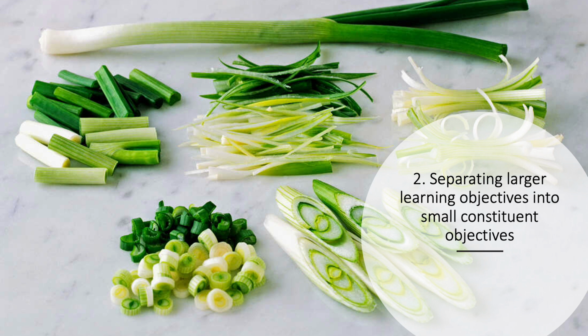So objective number 1, how does the person sit on the bike? Objective number 2, can they balance on the bike? Objective number 3, can they move on the bike? So they like to take this big idea, riding a bike, and separate it into small constituent objectives, right?